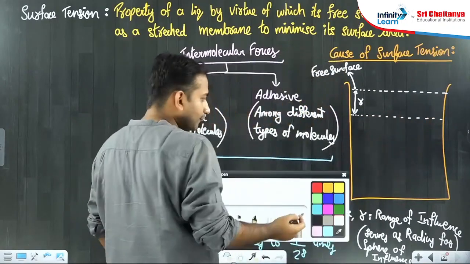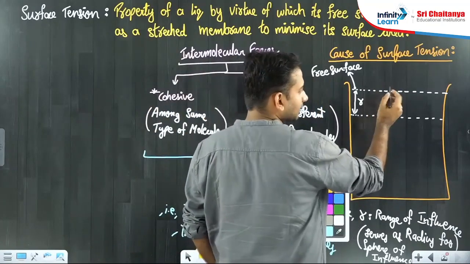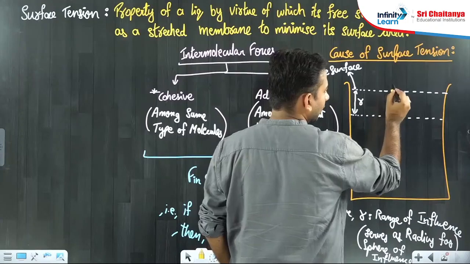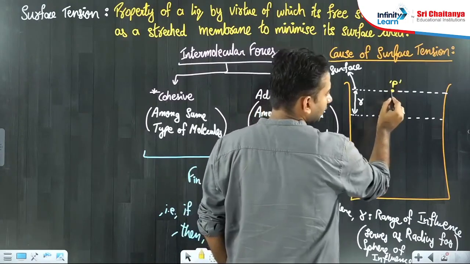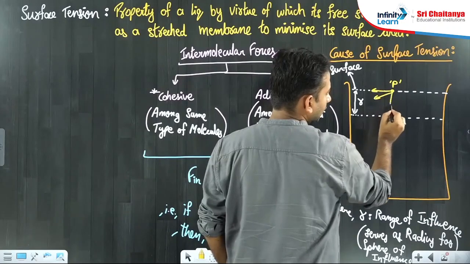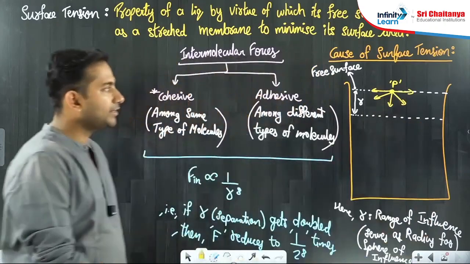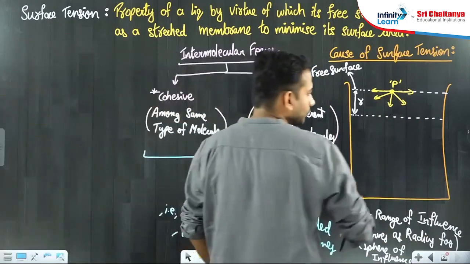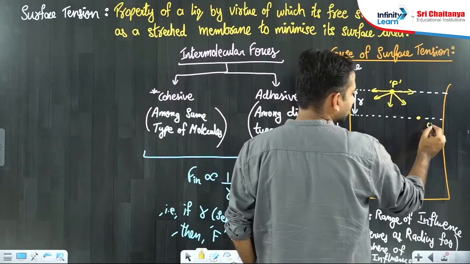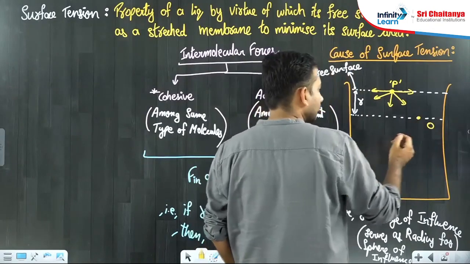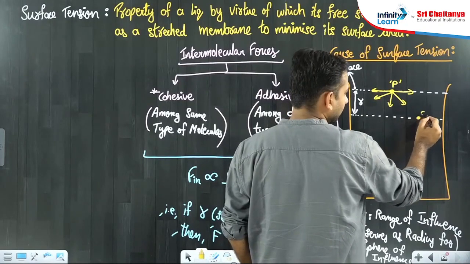Okay. Now consider a few particles here inside. Suppose I consider a surface molecule, P. A surface molecule P is experiencing only and only attraction towards the bulk. A molecule which is at a distance like the range of influence, Q, will experience some attraction.